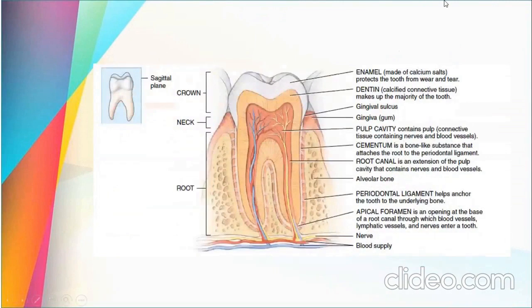Now see in the diagram: these are the crown, neck and root. This is the enamel, which protects the tooth from wear and tear. Next is the dentin, a calcified connective tissue that makes up the majority of the tooth. Next is the pulp cavity, cementum, the root canal, periodontal ligament, and apical foramen. Here the nerves and the blood vessels are present.